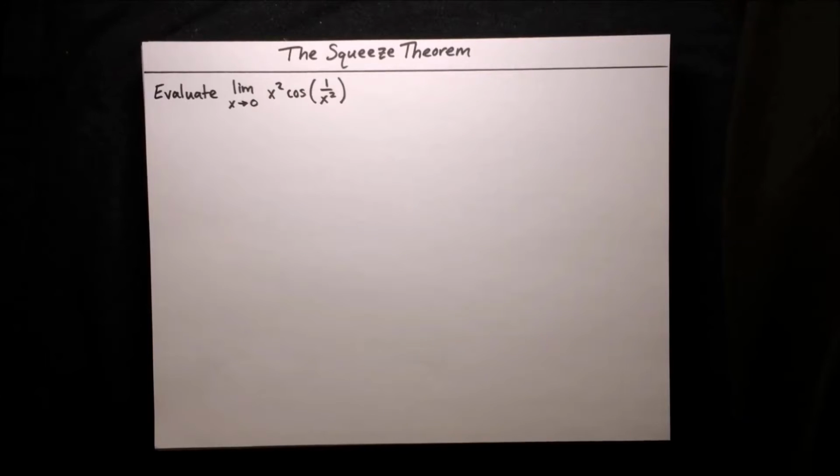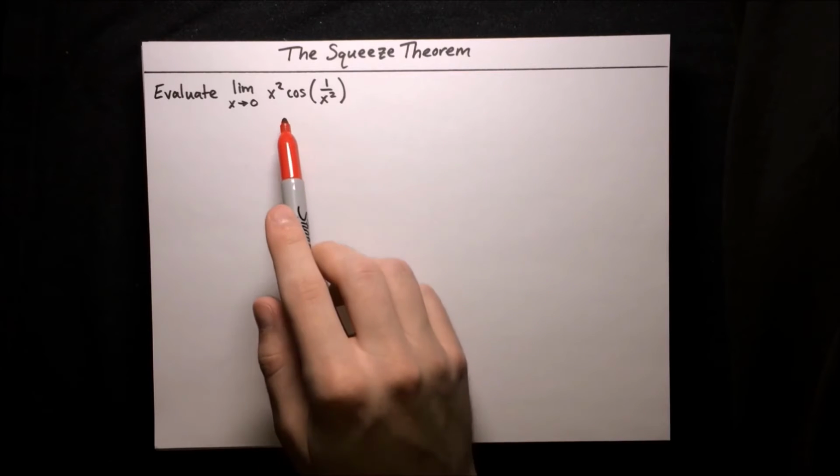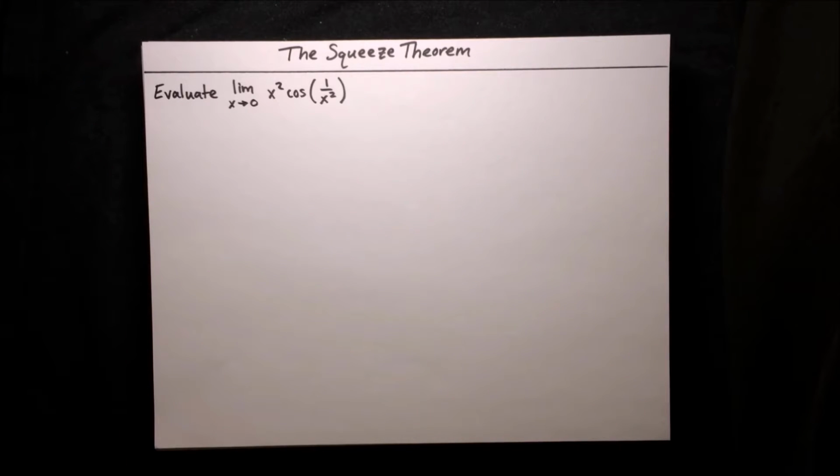In this video, we're going to learn about the squeeze theorem and see how we can use it to solve tricky limits. Our first tricky limit is this one here. We want to evaluate the limit as x approaches 0 of x squared times cosine of 1 over x squared.